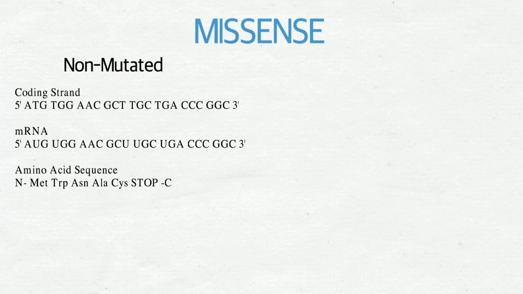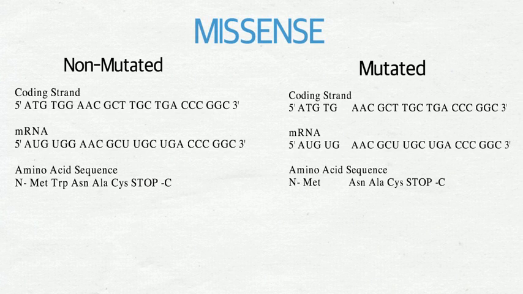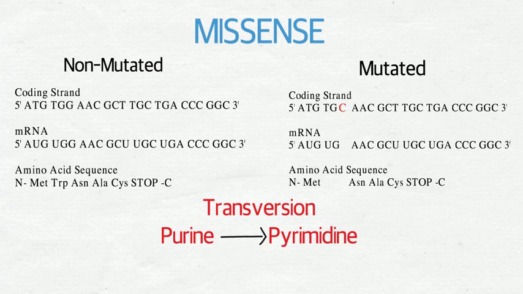On the left, you will see the non-mutated strand, and on the right, you will find a mutated strand. When comparing the two, you can see that a transversion has occurred because a purine, G, was converted into a pyrimidine, C. In the original strand, tryptophan was produced, and in the mutated strand, cysteine was produced.